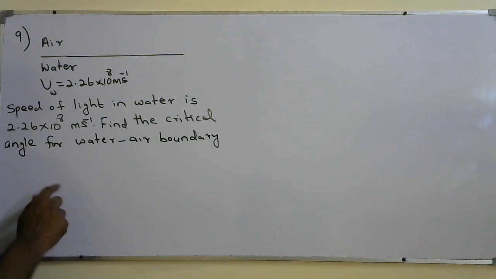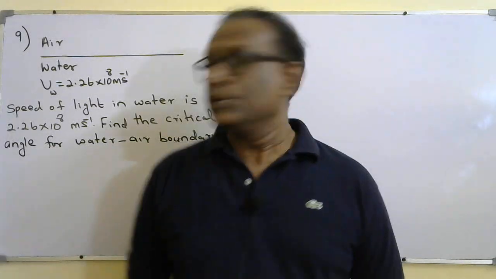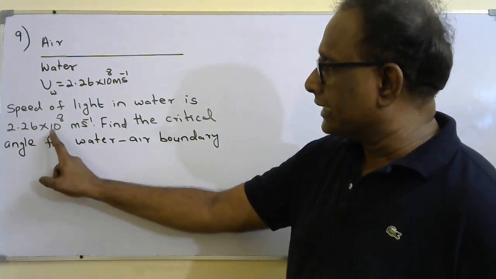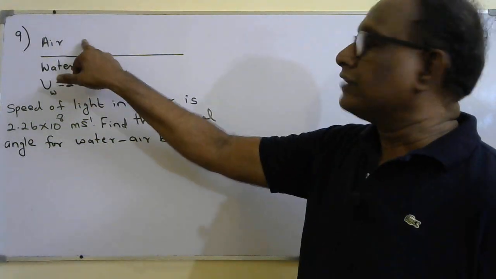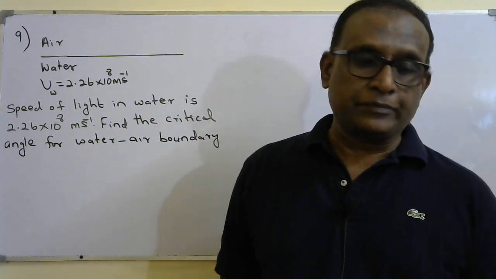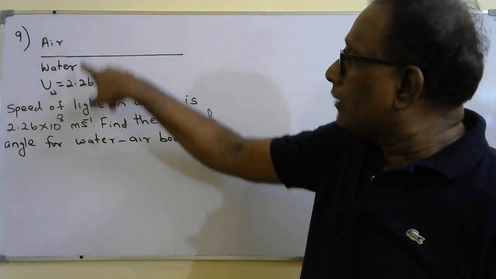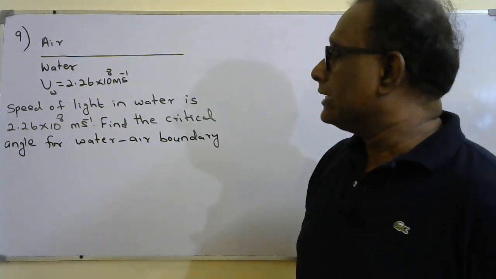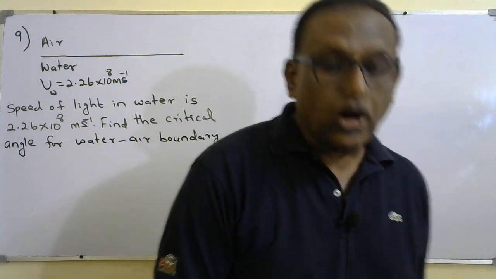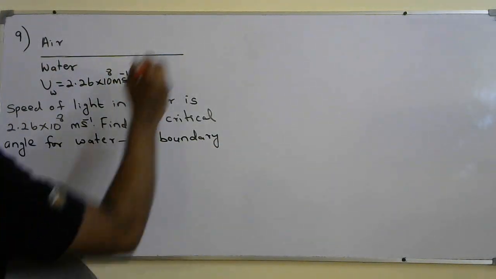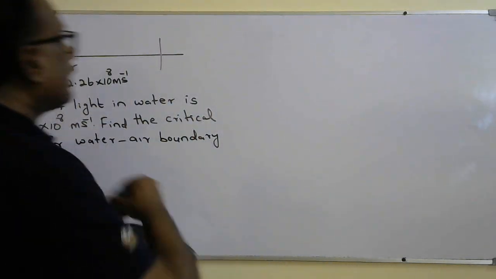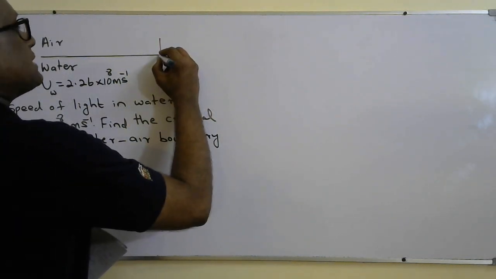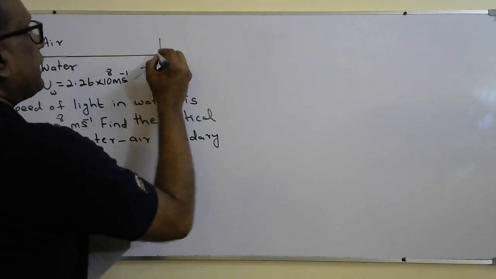Okay, so in this question, the speed of light in water is given as 2.26 × 10^8 meters per second. The other medium is air. We know that the speed of light in air is 3 × 10^8 meters per second. So optically, there is a more denser medium and a less denser medium. The critical angle will occur inside the optically more denser medium, that is inside water. So the light moves from the optically more denser medium to the less denser medium.